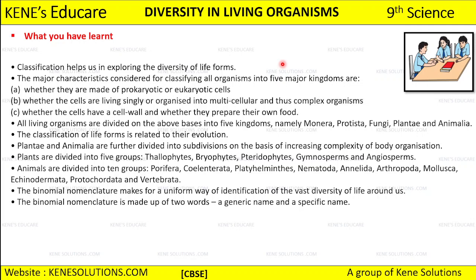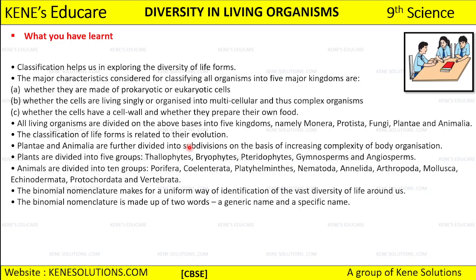Then whether the cells have a cell wall, and if they have a cell wall, are they preparing their own food? These are some major characteristics that we find, and on the basis of these characteristics, we are classifying all the organisms into 5 major kingdoms, right? The 5 major kingdoms given by R.H. Whittaker Sir are Kingdom Monera, Kingdom Protista, Kingdom Fungi, Kingdom Plantae and Kingdom Animalia. Okay, so the classification of life forms is always related to their evolution.